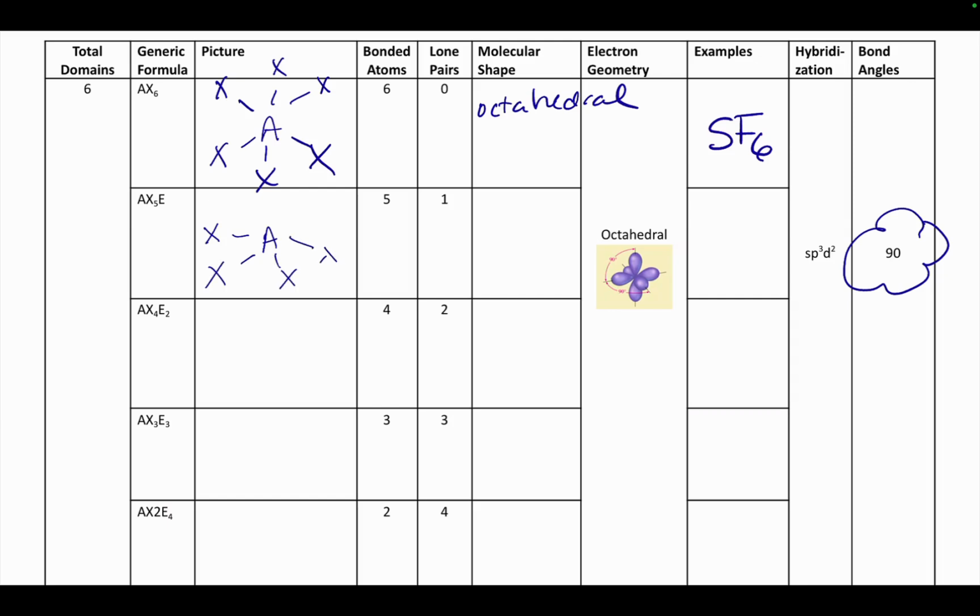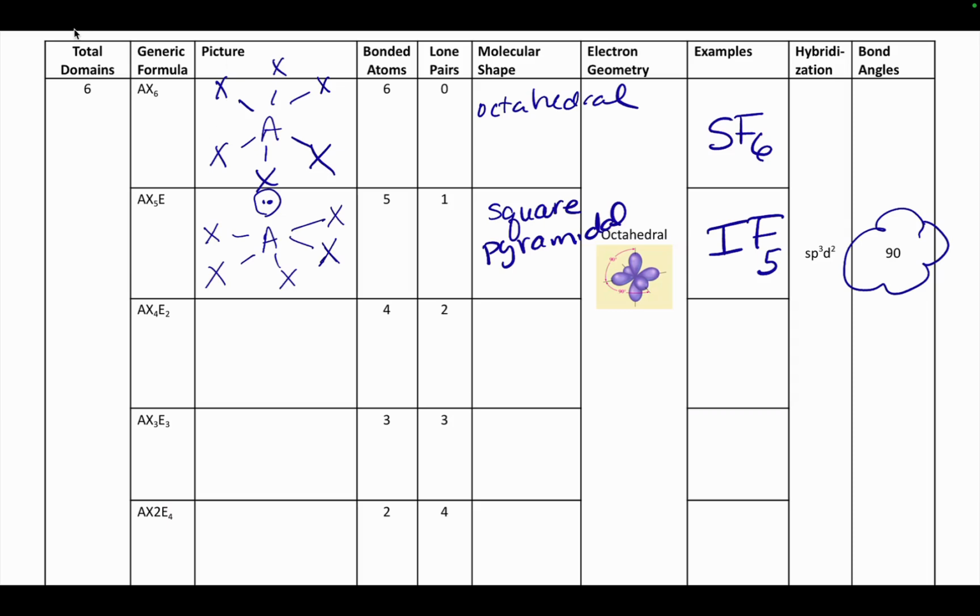bonds and then 1 lone pair. And we call this square pyramidal. An example would be BrF5.